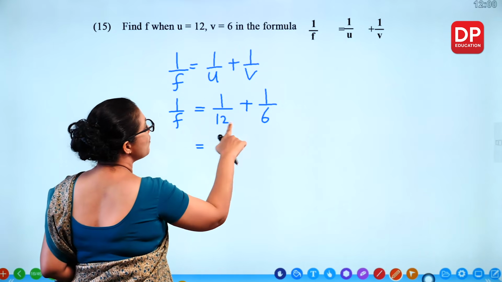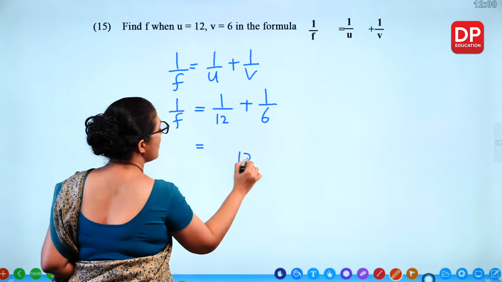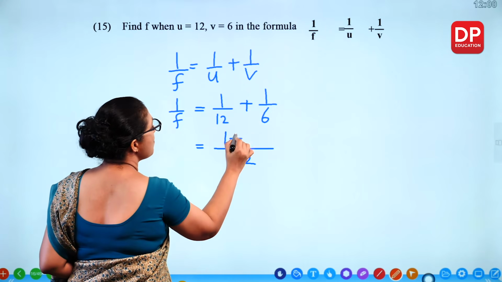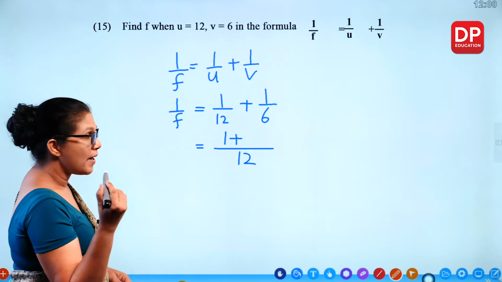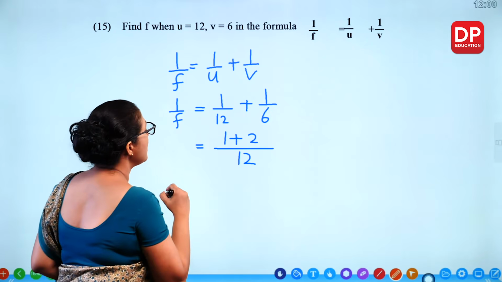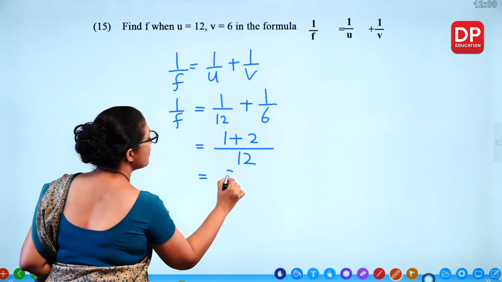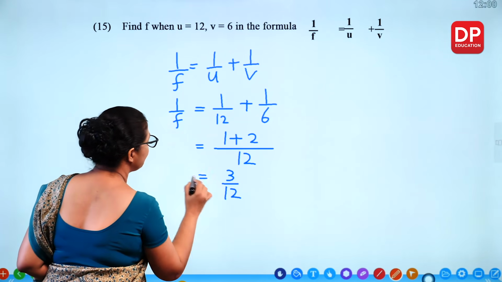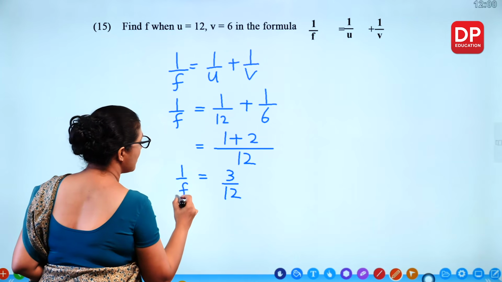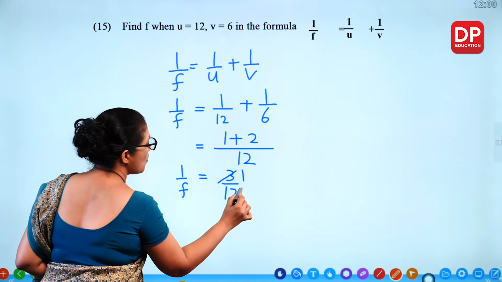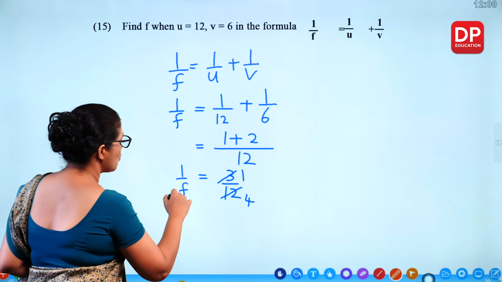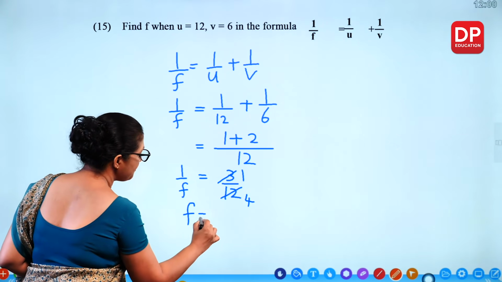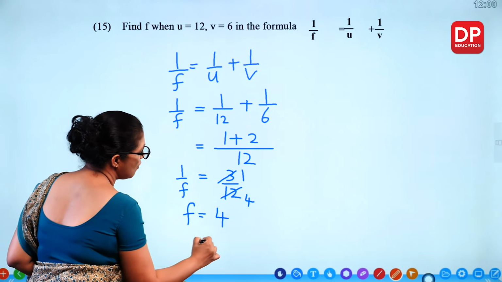What's the common denominator? 12 and 6, that's 12. So this is 1 plus. Find equivalent fractions. Multiply by 2. So you get 2 here. 2 plus 1, 3. 3 over 12 is 1 over F. 3 times 1, 3 times 4. So switch. So what is F? F becomes 4.